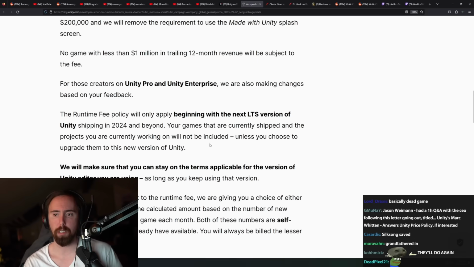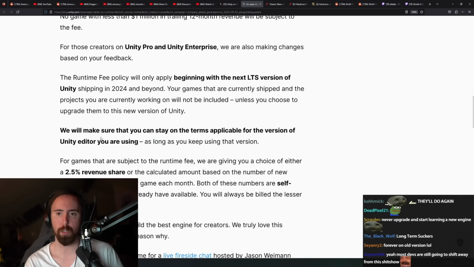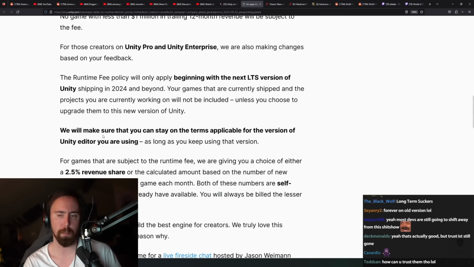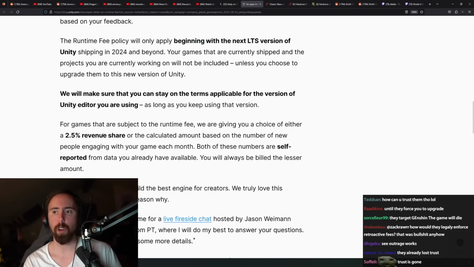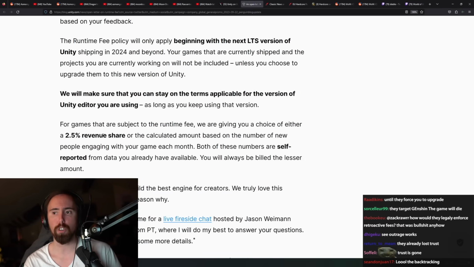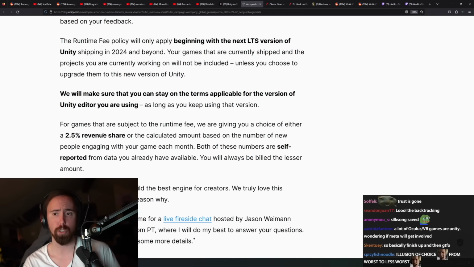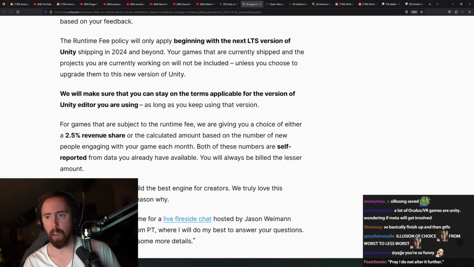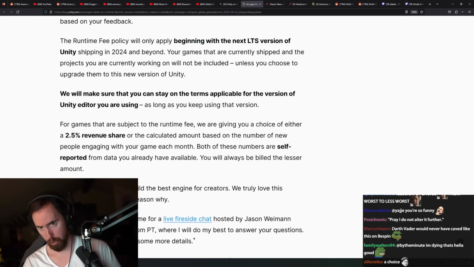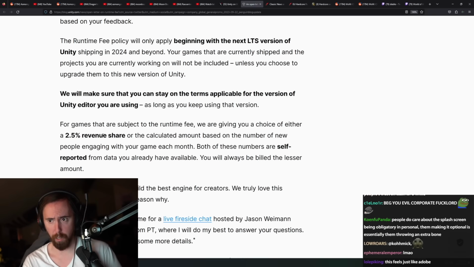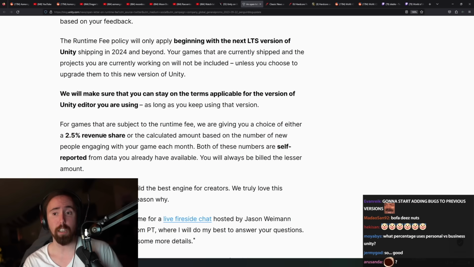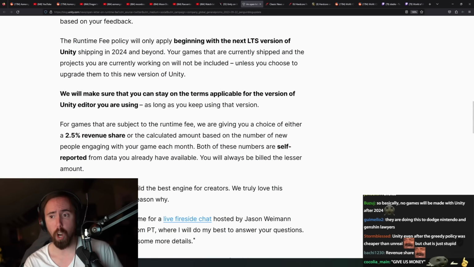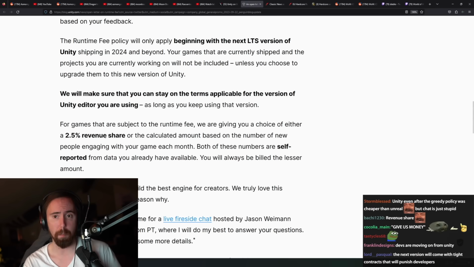We'll make sure that you can stay on the terms applicable for the version of Unity editor that you're using, as long as you keep using that version. For games that are subject to the runtime fee, we are now giving you a choice of either 2.5% revenue share or the calculated amount based on the number of new people engaging with your game each month. Both of these numbers are self-reported from data you already have available. You will always be billed the lesser amount.